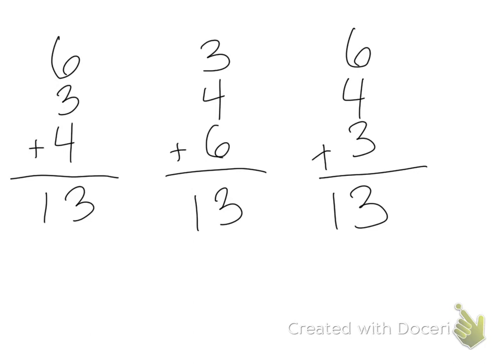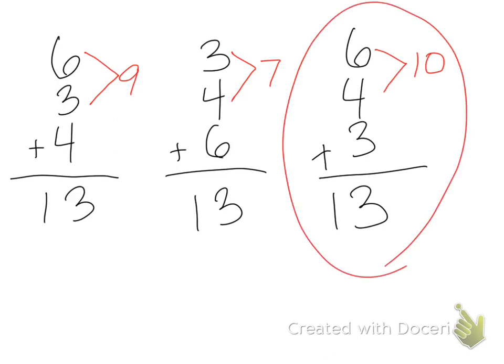So for example, if I added it with this first one, I'd do 6 plus 3 equals 9, and then 9 plus 4 equals 13. On the second one, I'd do 3 plus 4 equals 7, and 7 plus 6 equals 13. And on the last one, I would do 6 plus 4 equals 10, plus 3 is 13. So this method here would probably be the easiest method because it's really easy to add up numbers of 10.